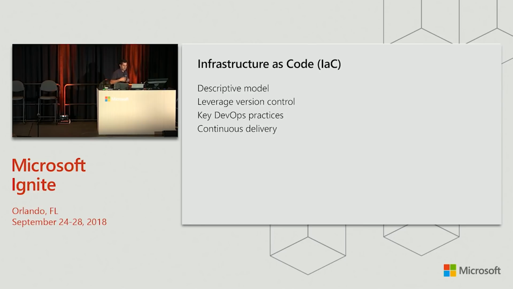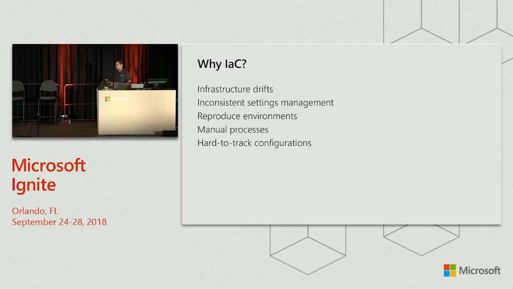As I mentioned, infrastructure code is one of those key DevOps practices that allows us to deploy early and deploy often, and be really, really sure that what we're going to be deploying looks exactly like it did in lower environments. So why go through the trouble of infrastructure as code?